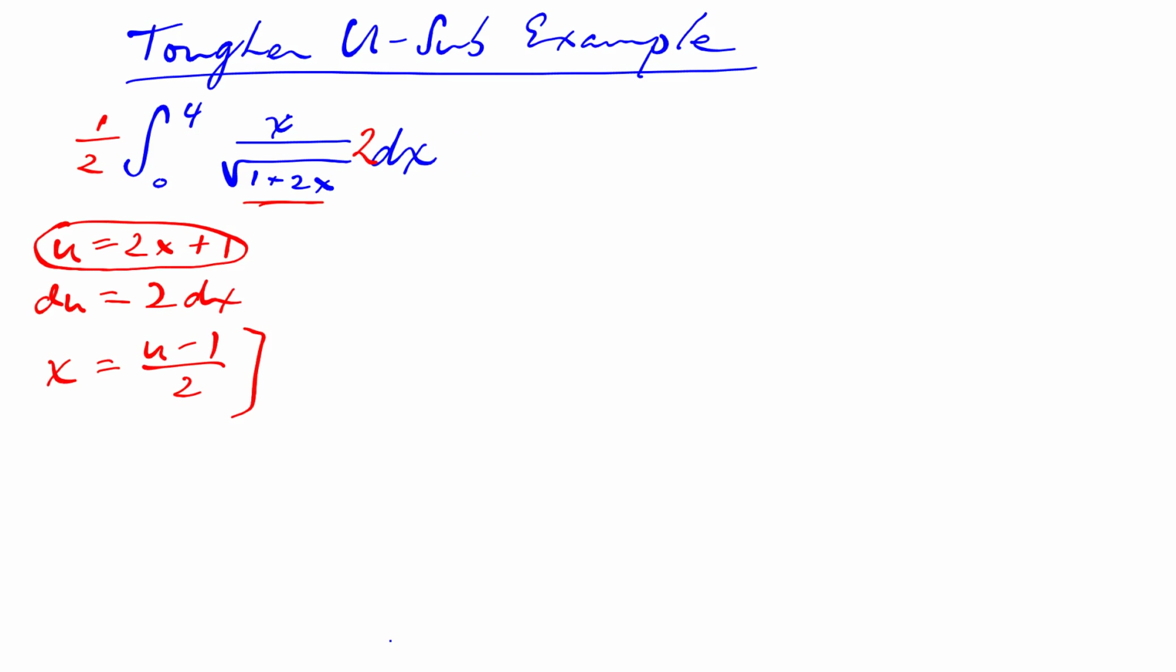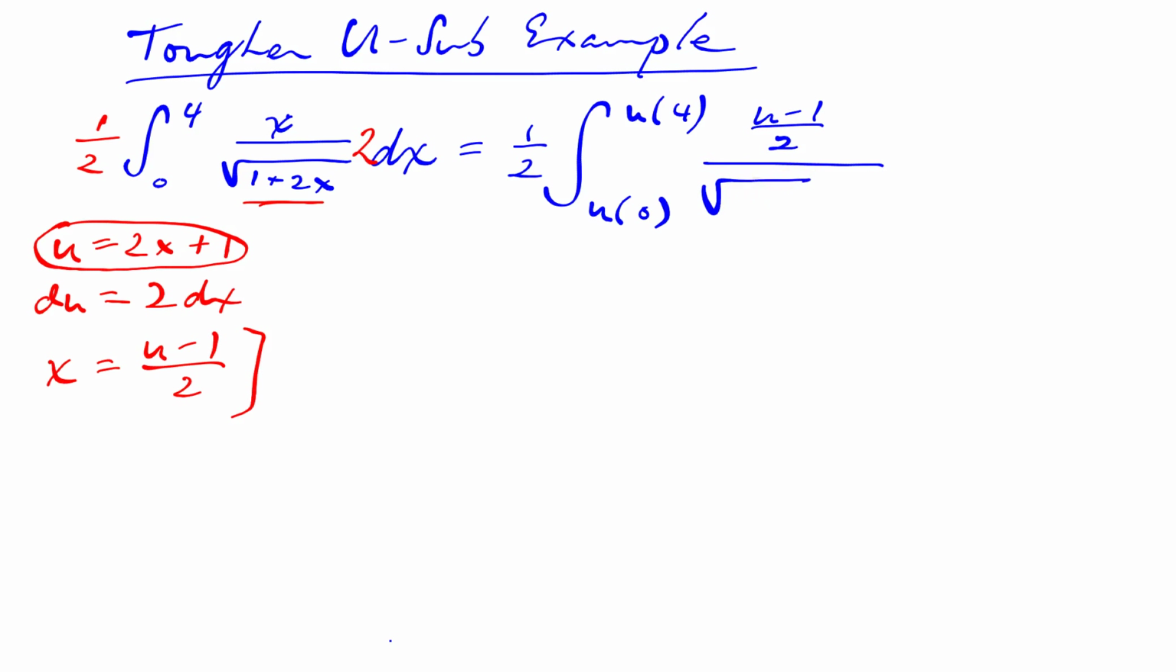So when we go to write this now, we have a 1/2 in the front, and the integral is not going to go from 0 to 4 anymore. It's going to go from u evaluated at 0 to u evaluated at 4, and we'll figure out what those are shortly. Now x is u minus 1 over 2, so I'm going to write u minus 1 over 2 in the numerator, and we've got the square root of u in the denominator. And now this is with respect to u, so du goes there. This is the u-substitution that's going to allow us to evaluate this integral.